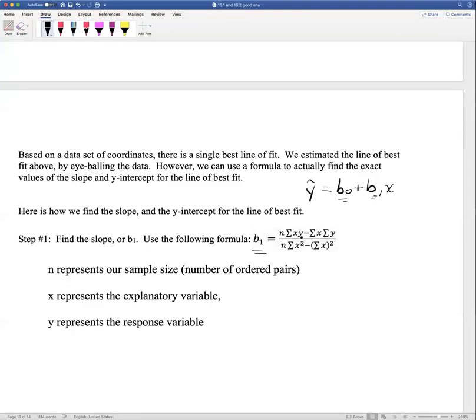Now, in regards to what the n's, x's, and y's mean, these should look familiar because we talked about these when we were looking at Pearson's moment correlation coefficient. N represents our sample size, how many ordered pairs we have.